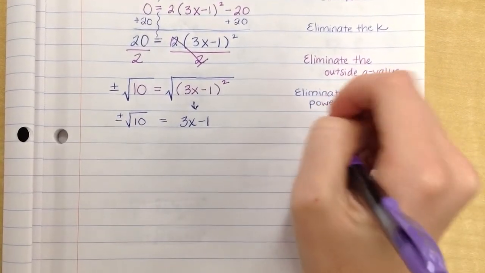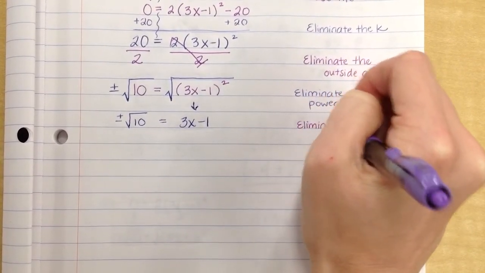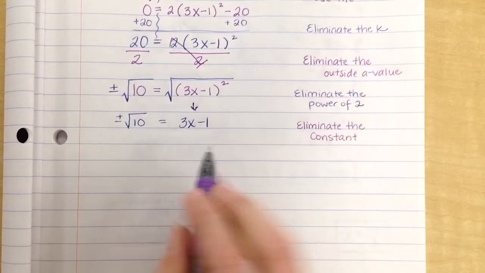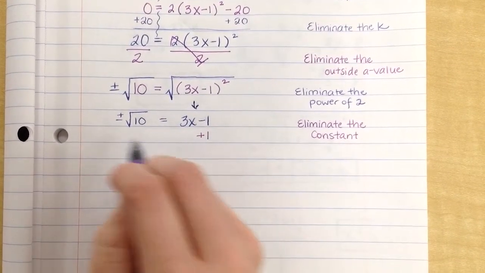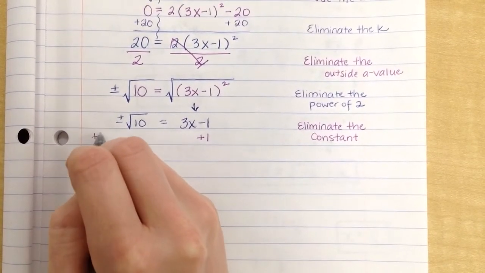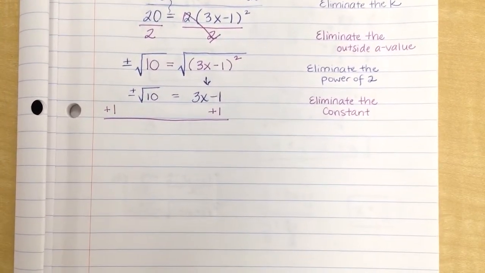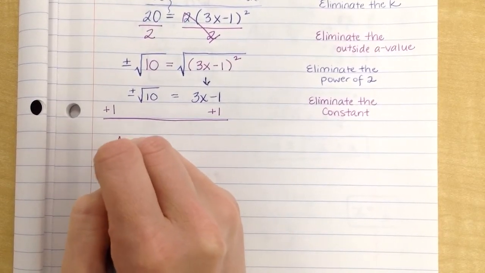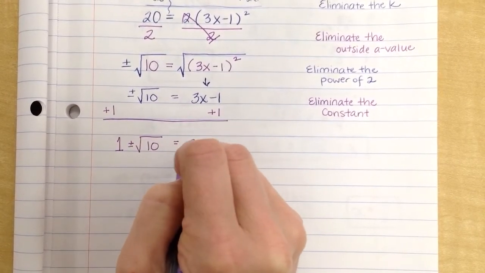Next we're going to eliminate the constant. The constant is the number that is not attached to the variable. It's the number all by itself. In this case it's negative 1. We're going to add 1 to both sides. I'm not going to add it inside the radical. I'm going to add it to the outside of the radical. And again, I would encourage you to do the same. You're setting yourself up for a lot more success this way. Now I have the number positive 1 plus or minus the square root of 10 equals positive 3x.